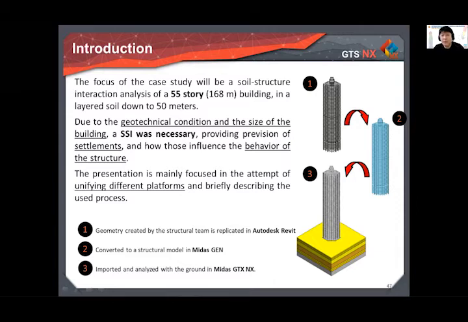The structure team did not work with Midas Gen, and their platform did not export to Revit or anything else, so it was impossible to directly import their model. So the geotechnical team replicated the design and the structure with the same geometry, same loads, and the same cases used by the structure team. This model was fully created in Autodesk Revit. With the Autodesk Revit Midas Gen link, the structural model was exported to Midas Gen. And after applying some conditions from Gen, the model was finally exported to GTS NX, where the full model with the ground was analyzed.